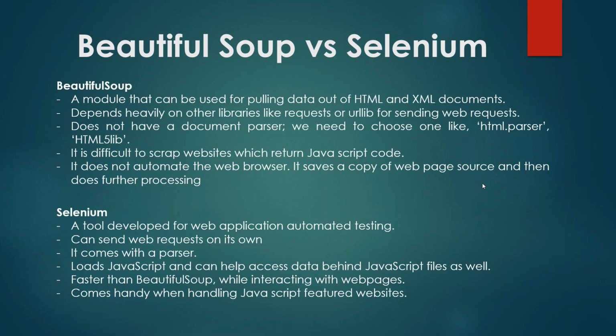So it is difficult to scrape websites that work on JavaScript code. It is very difficult to scrape such pages using Beautiful Soup. It does not automate the web browser because it is not an automation tool. So that's why Beautiful Soup does not automate a web browser.